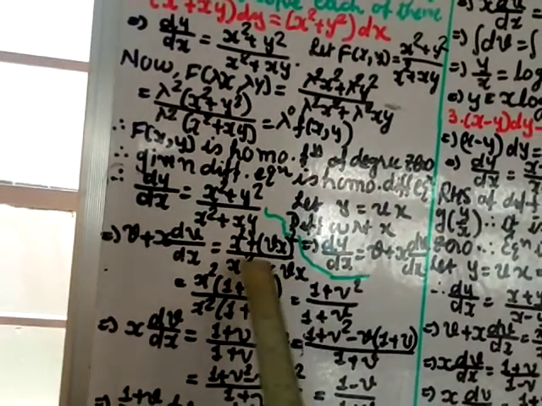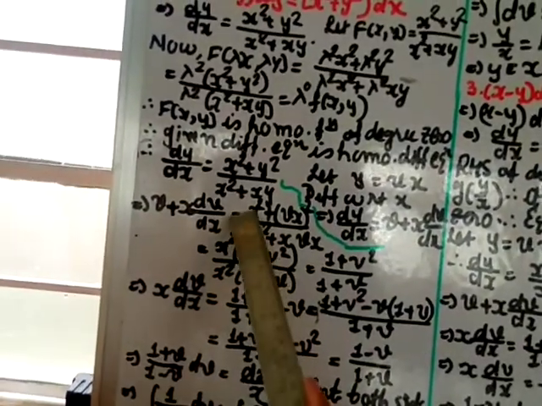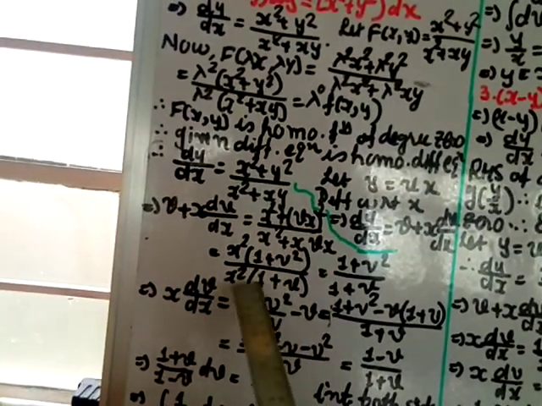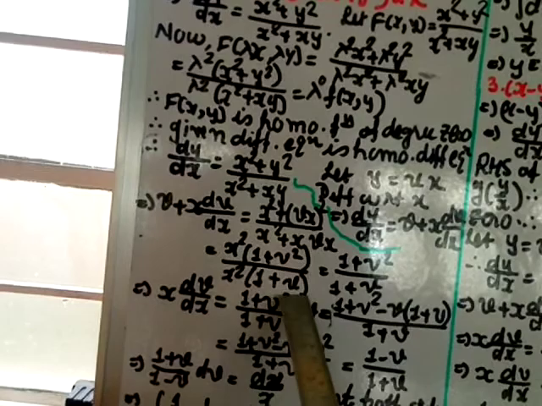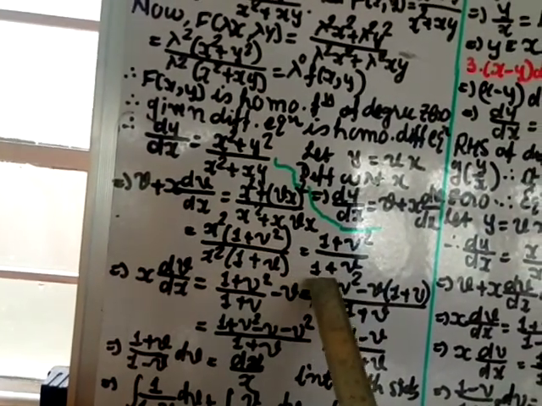So here x square, here x square, take common from numerator and denominator. So here in the numerator remains 1 plus v square, and in the denominator remains 1 plus v. Cut x square, remains (1 plus v square) divided by (1 plus v).